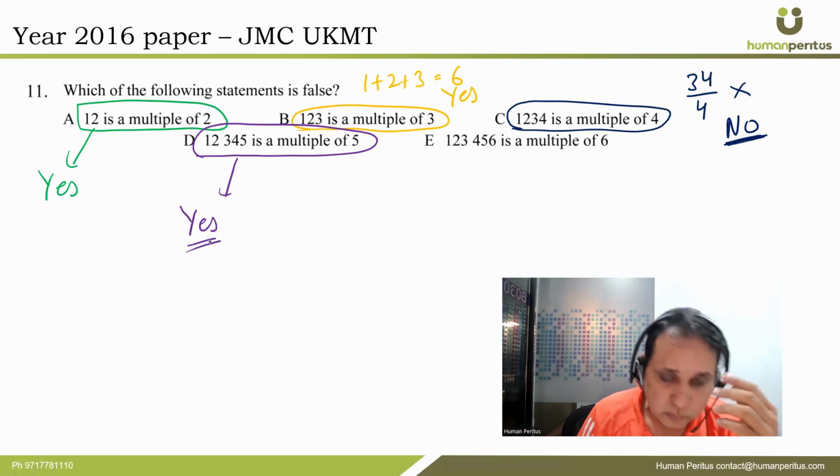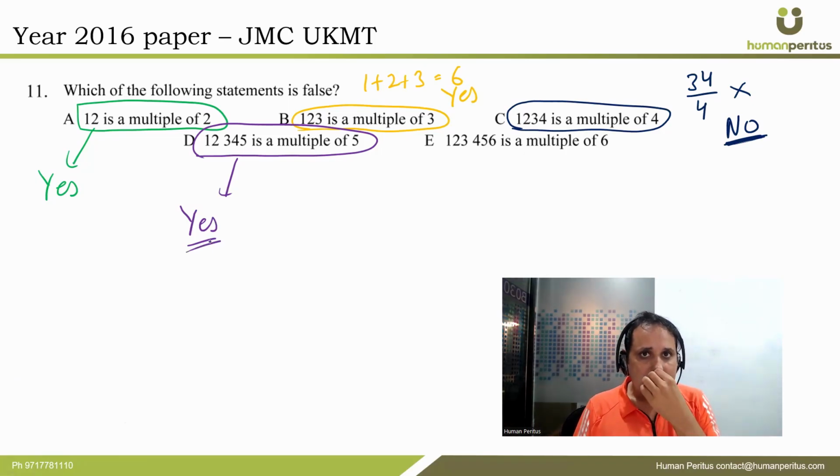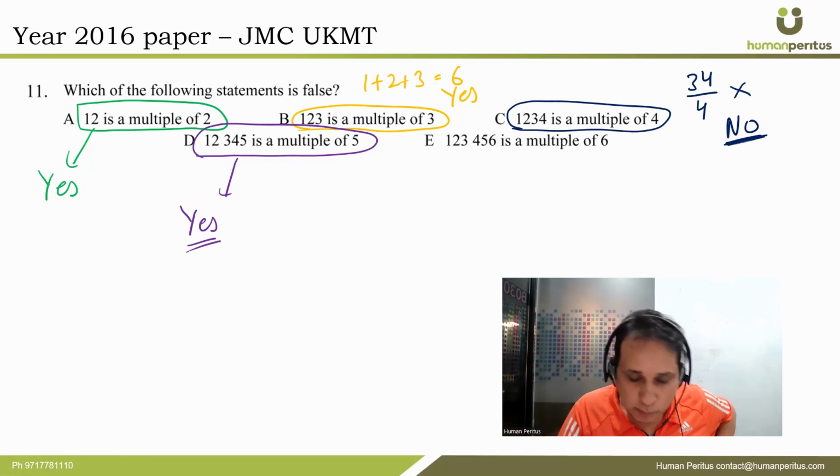Because if you want to check for 5, we just check the last digit. If the last digit is either 0 or 5, it works. Okay. What about this last one?